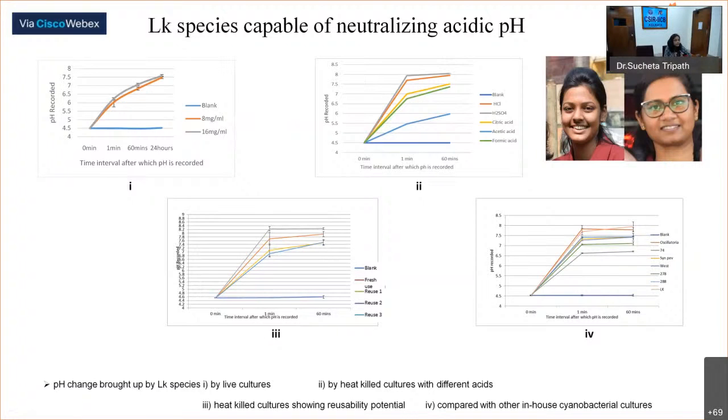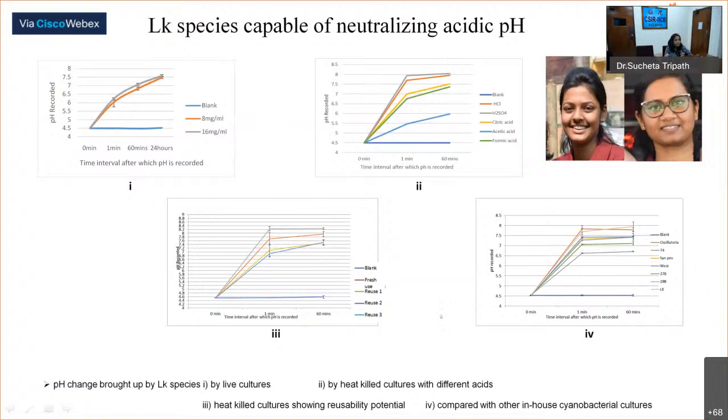We put them in acid, and then immediately we found that the acid is neutralized into alkaline form. And this was repeated, and this was done by these two amazing girls. She is Diksha and she is Shreya. Shreya is a master's student in my lab. She stayed here for a year, so she did most of this pH experiment in different combinations.